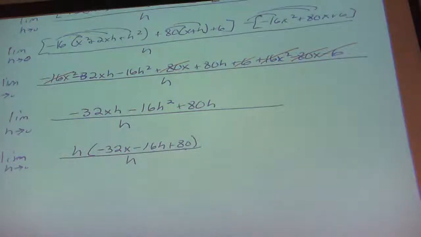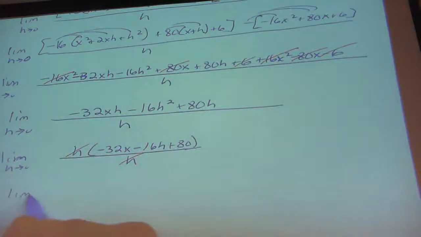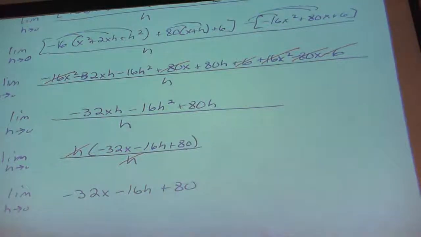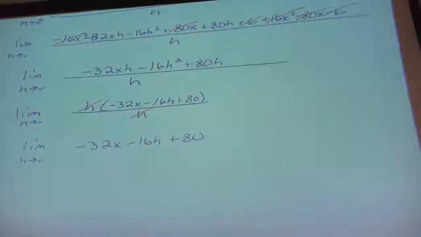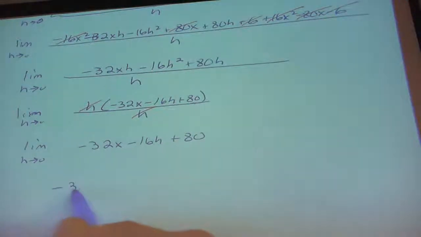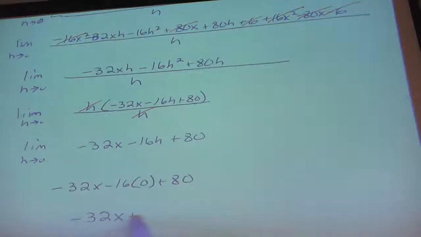But finally, what ends up happening? H over h is 1. And because that h cancels, I'm showing a little bit more work than I really need to. Finally, can I plug in 0 for h? Finally, I can plug in 0 for h. I do not have to write the limit down anymore. And I get negative 32x plus 80. That is my derivative function.